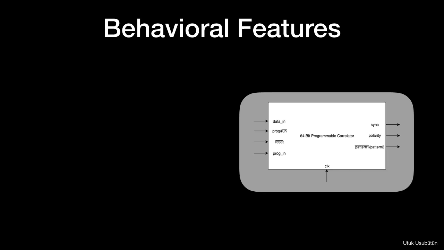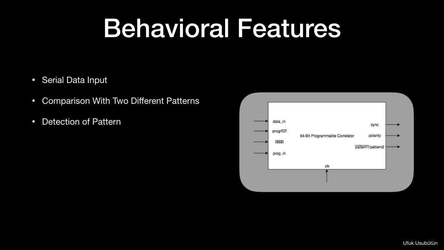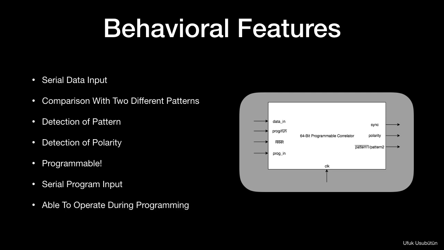Bearing in mind the potential use in telecommunications, we have many requirements. The first was that the data was to be fed serially. The design had to compare with two patterns. It had to detect and raise a flag, and it should have also detected the polarity. It was supposed to be programmable, and the program is also fed serially. And finally, it should have been able to operate during programming as well.